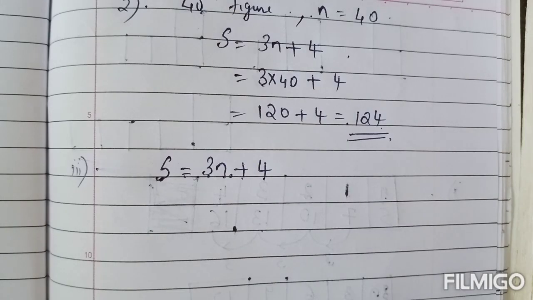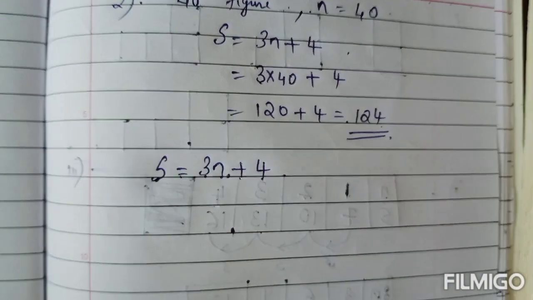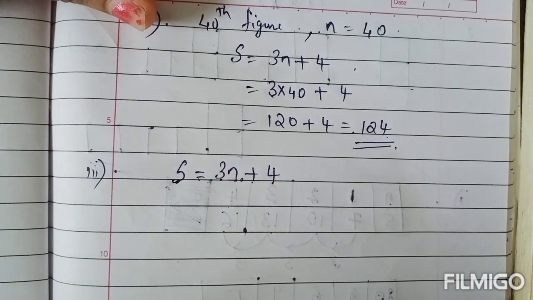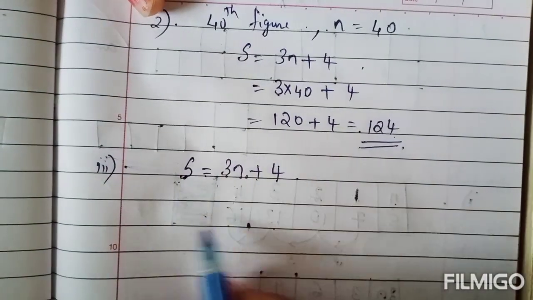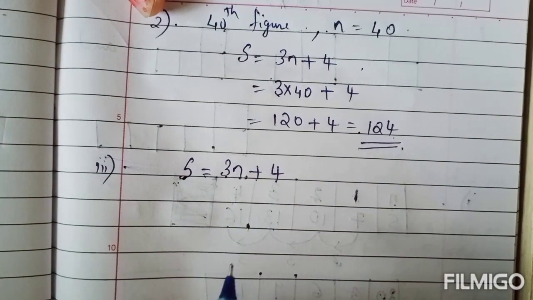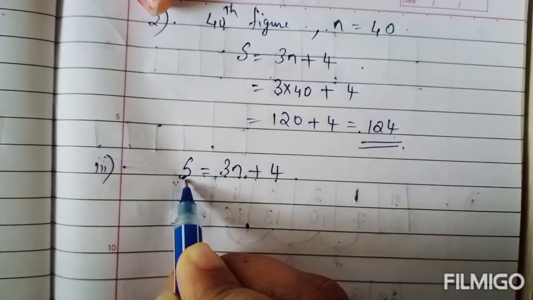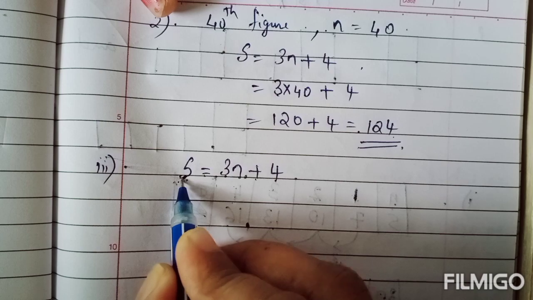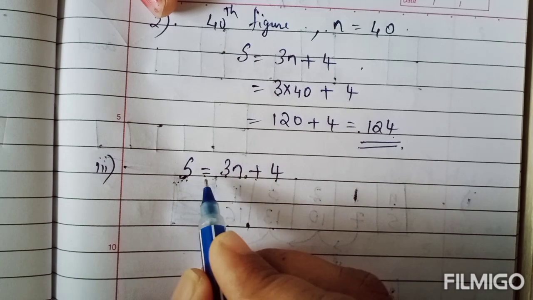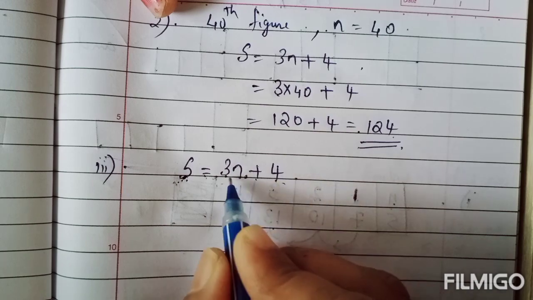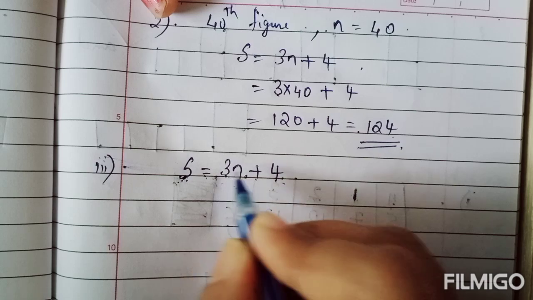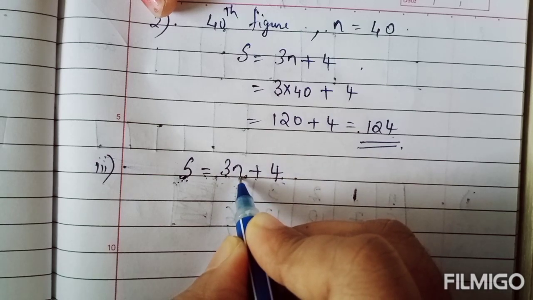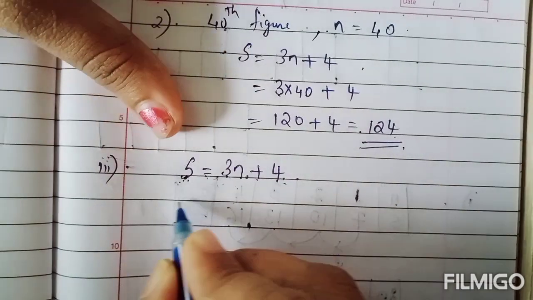Okay. Now in the third one, write a description of the pattern in words. So you have to write that pattern in words. We know that s equal to 3n plus 4. This is used to write a description. s is the number of matchsticks. So the number of matchsticks is 3n plus 4. How can we write this in description? 4 more than 3 times the number of figure. Okay, we can write like this.